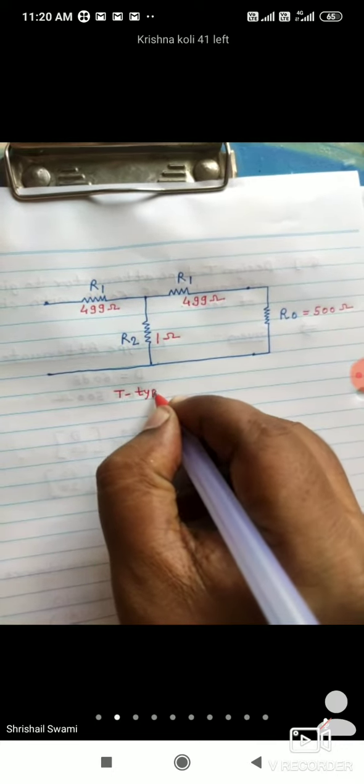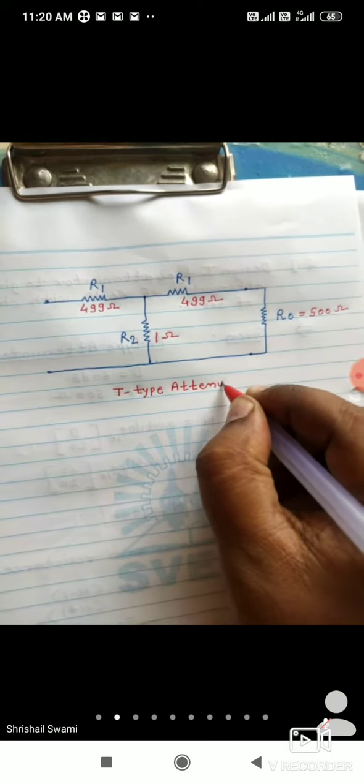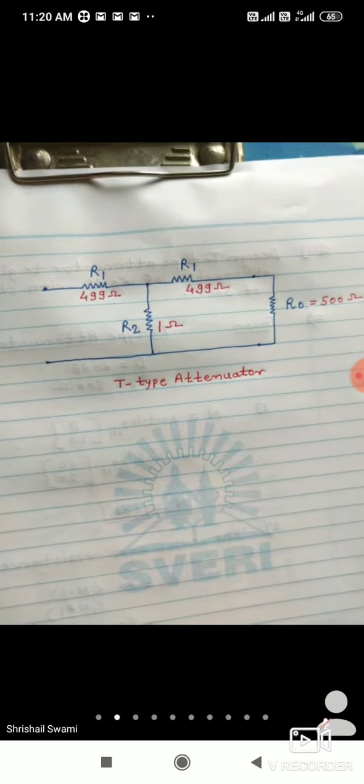So this is a T type attenuator. Compared to filter, it is very easy. So a 4 marks question you must get compulsory. Everyone should get 4 marks out of 4 from this design of any attenuator.